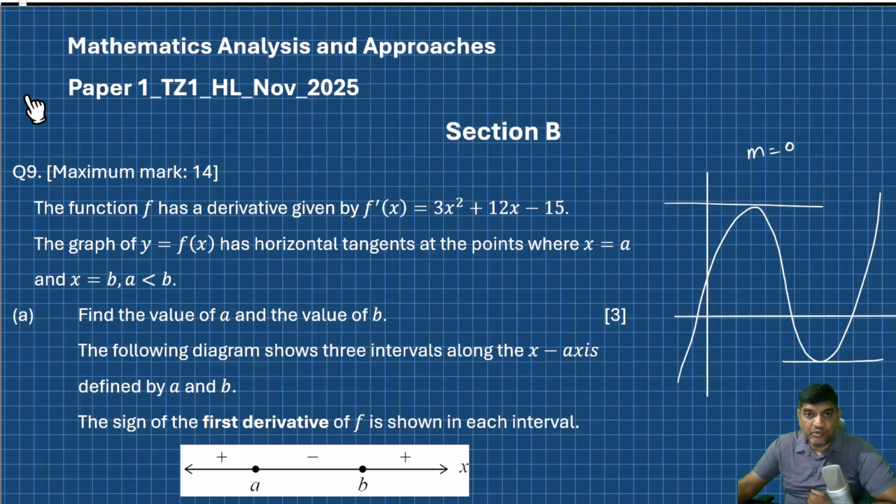Mathematics, Analysis and Approaches, Paper 1, Timezone 1, November 2025. This is Section B, question number 9. This is of 14 marks. Section B's questions are generally lengthy.